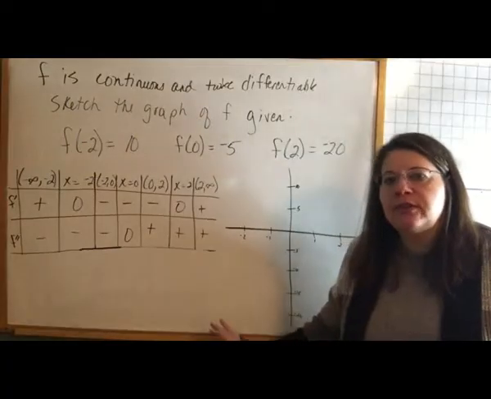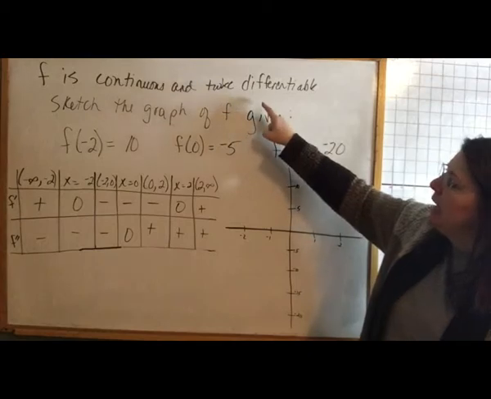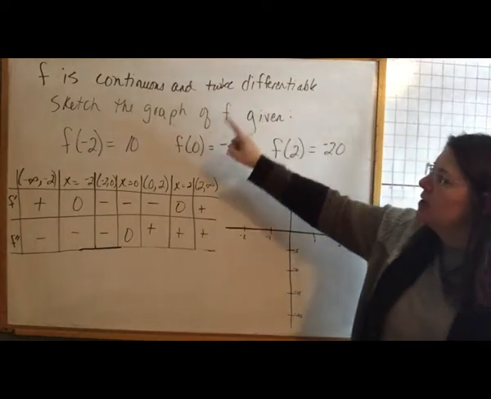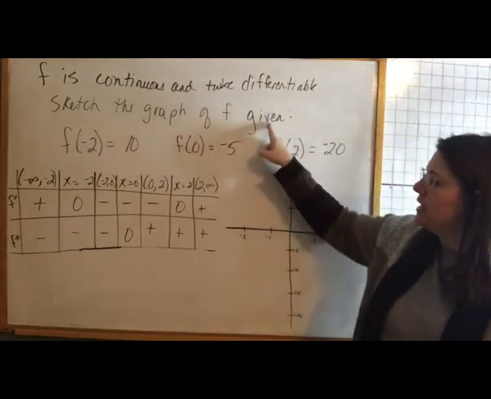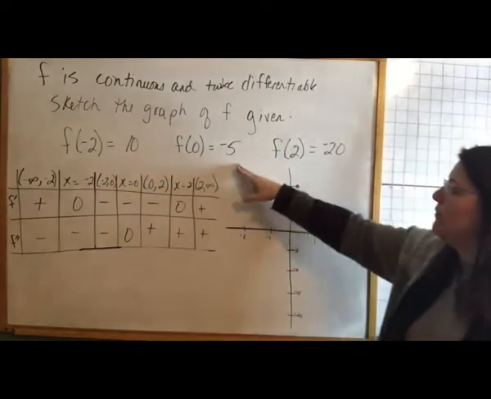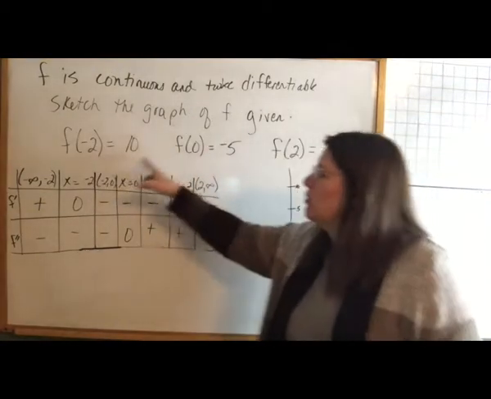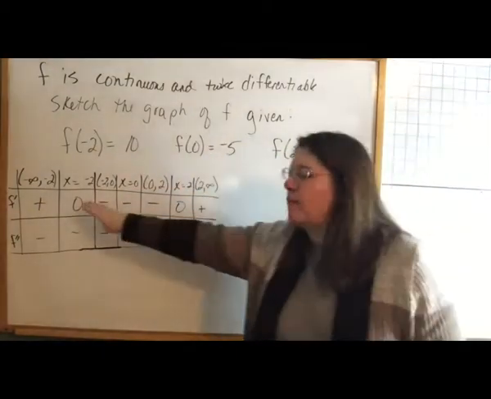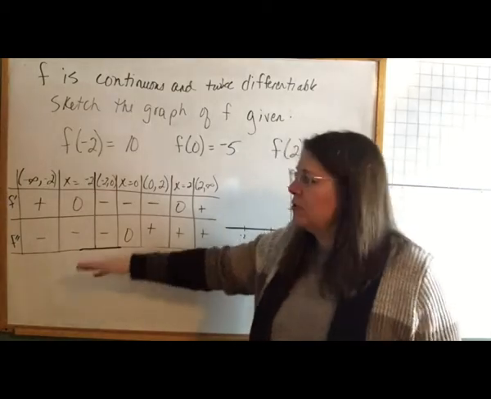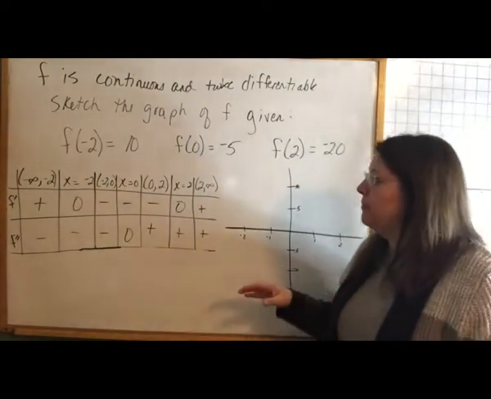So here's the next example. Go ahead and copy the information down. It says F is continuous and twice differentiable. Sketch the graph of F given F of -2 is equal to 10, F of 0 equals -5, and F of 2 equals -20. This one takes the ordered pairs out and just gives me F prime and F double prime. So this is just another way of presenting kind of the same type of problem.